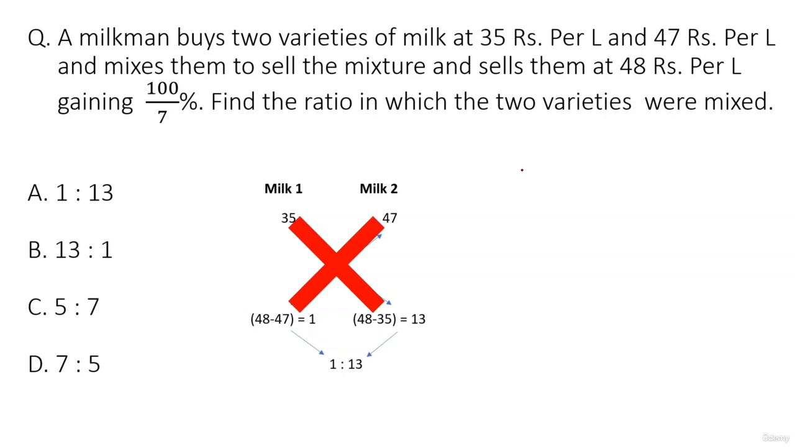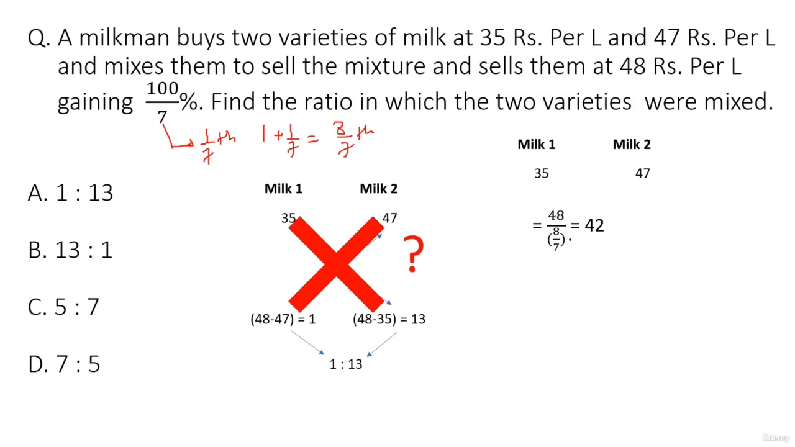The 48 rupees is the selling price, which includes the profit. So we divide 48 by 8 by 7. How did I get 8 by 7? 100 by 7 percent is nothing but 1 by 7th, so the profit is 1 by 7th of the cost price. 1 plus 1 by 7th is 8 by 7th. We divide 48 by 8 by 7, and 42 is the cost price. You can also treat 48 as the selling price and profit as 100 by 7 percent, make an equation and calculate the cost price, whatever suits you. I find this is the most direct and the easiest way.